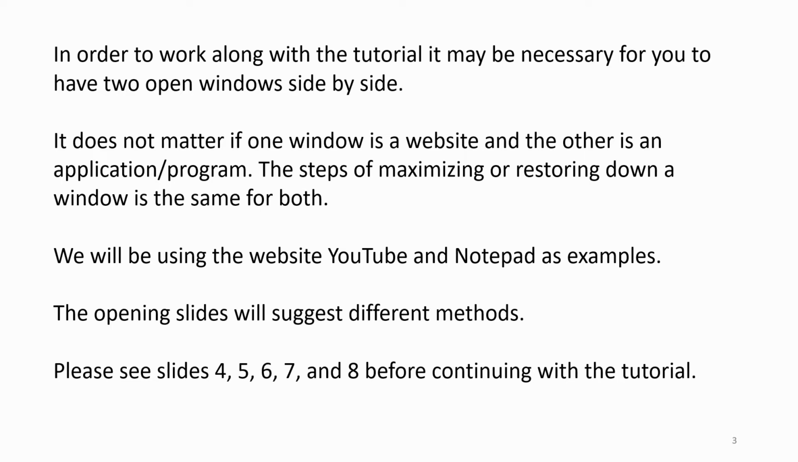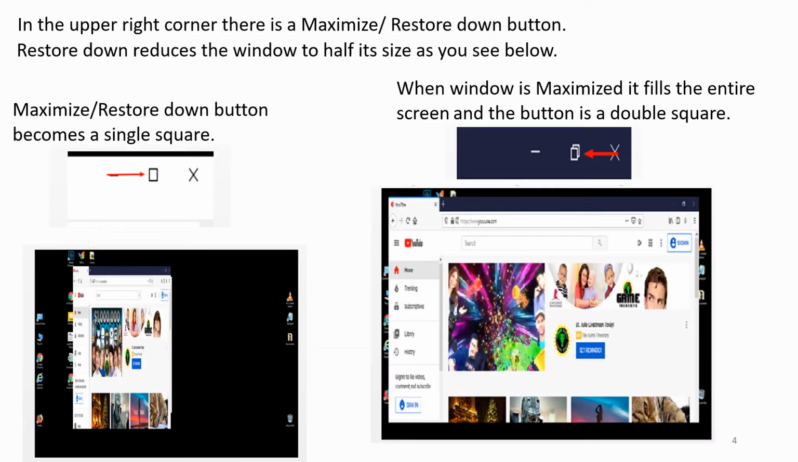The opening slides will suggest different methods. Please see slides 4, 5, 6, 7, and 8 before continuing with the tutorial. In the upper right corner, there is a Maximize Restore Down button. Restore Down reduces the window to half its size, as you see below. When the window is maximized, it fills the entire screen, and the Maximize Restore Down button changes to double squares.